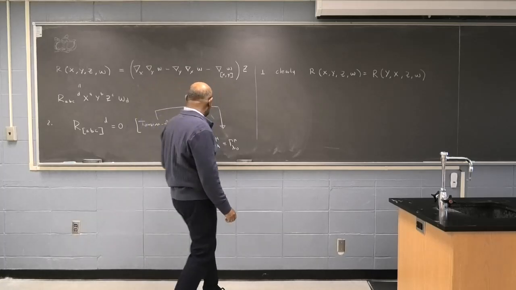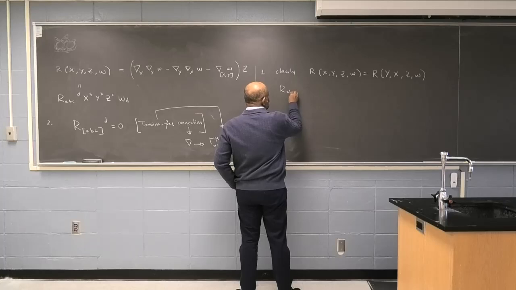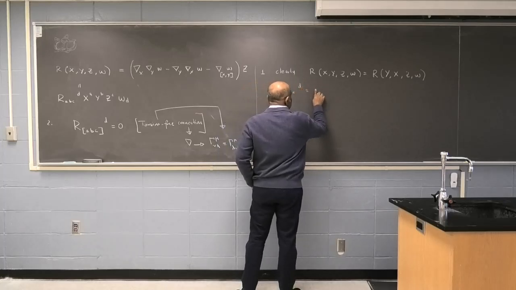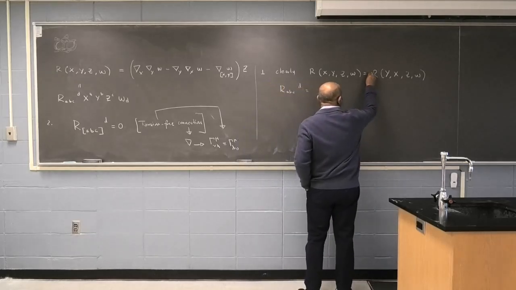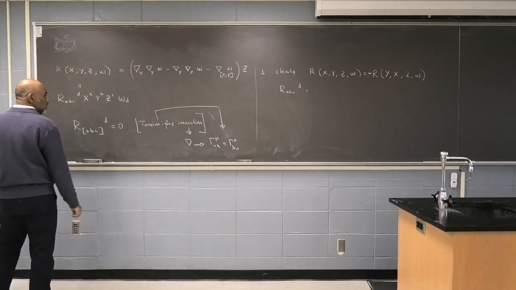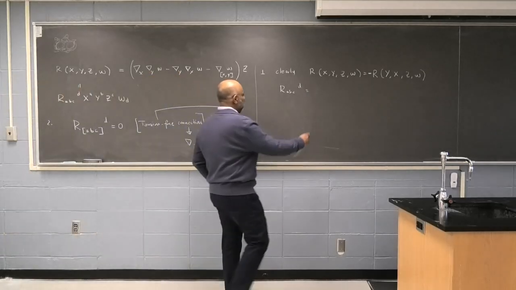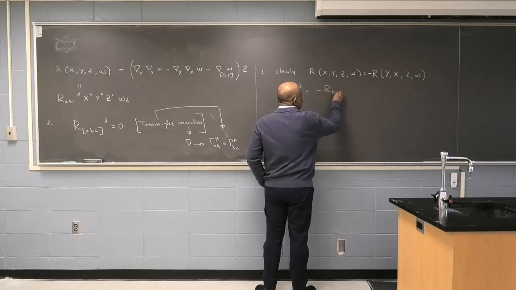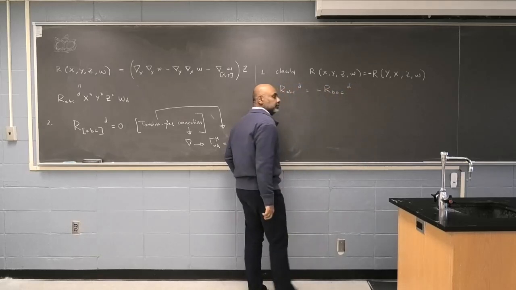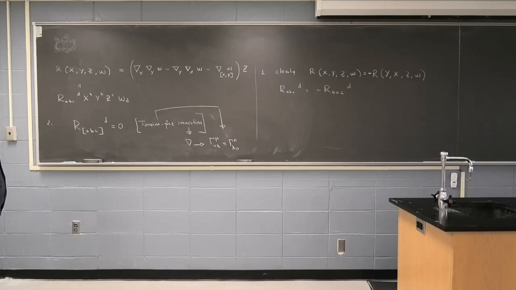In terms of these components, R_{ABCD} is equal to, oh, sorry, not equal to, minus. So yeah, of course it's not true. It's only true with a minus sign: minus R_{BACD}. That's property number one. So the components of the Riemann tensor satisfy a very useful set of four properties.